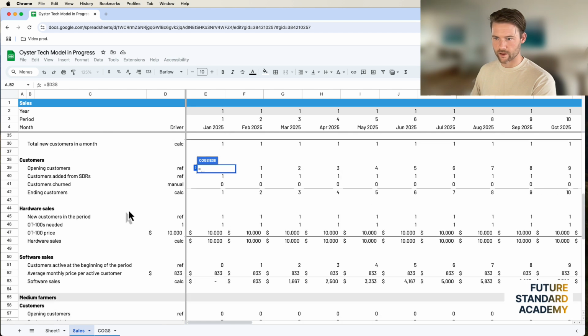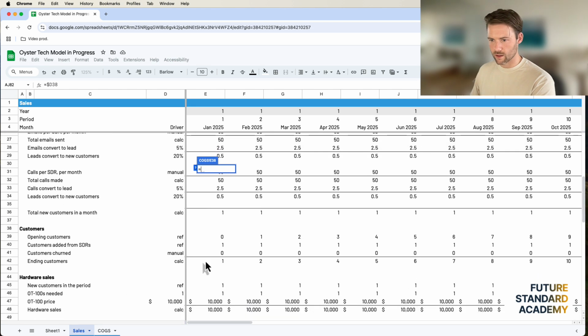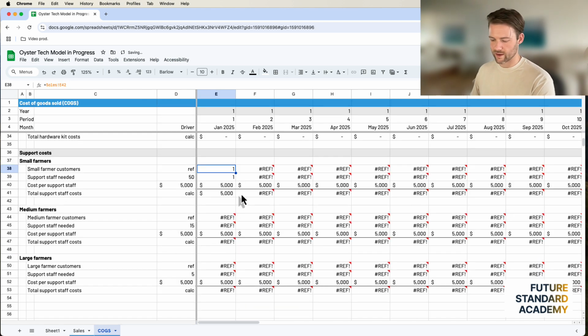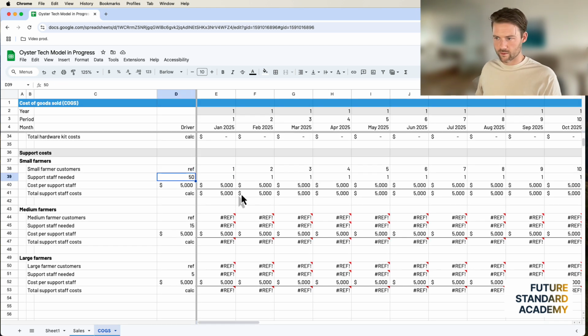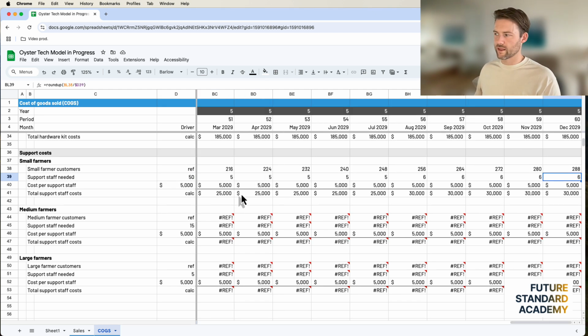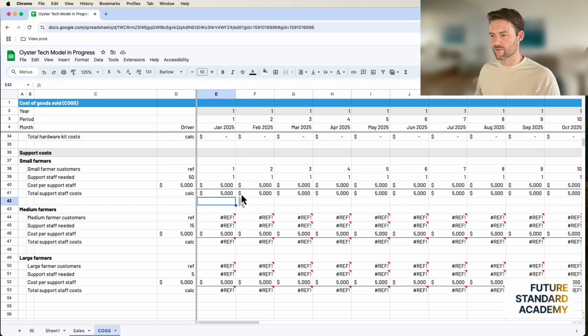So if I go back up here, I'm in the small category again. I'm going to have ending customers as 1. And by the end of it, we're going to be at 288, right? So you think to yourself, how many customer support people do we need for that? Well, let's say that one customer support person can handle up to 50 small customers. So by the end of it, we're going to need 6 customer support staff. Each one of them is going to have a salary of $5,000 a month, meaning $30,000 a month burn rate for the support staff. And this is going to be the same for medium farmers.